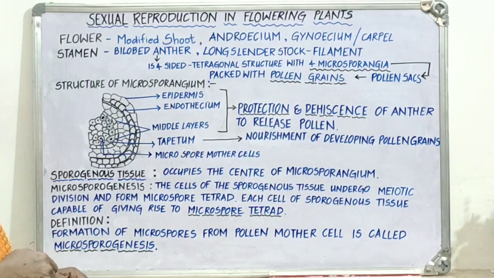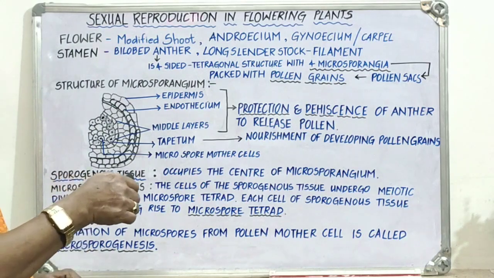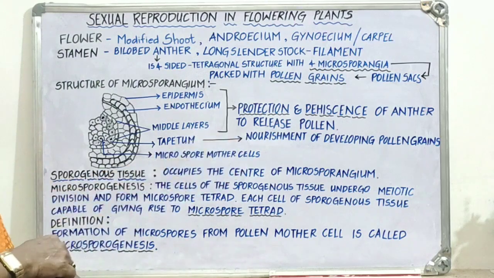Now students, second lesson in our textbook, that is sexual reproduction in flowering plants. Sexual reproduction in flowering plants. So before entering into this lesson, I would like to explain some of the important aspects of a flower.